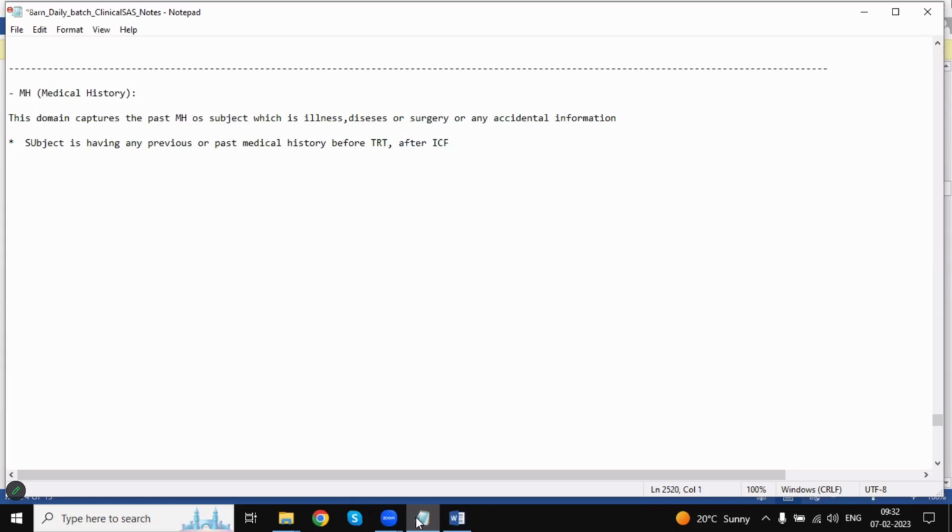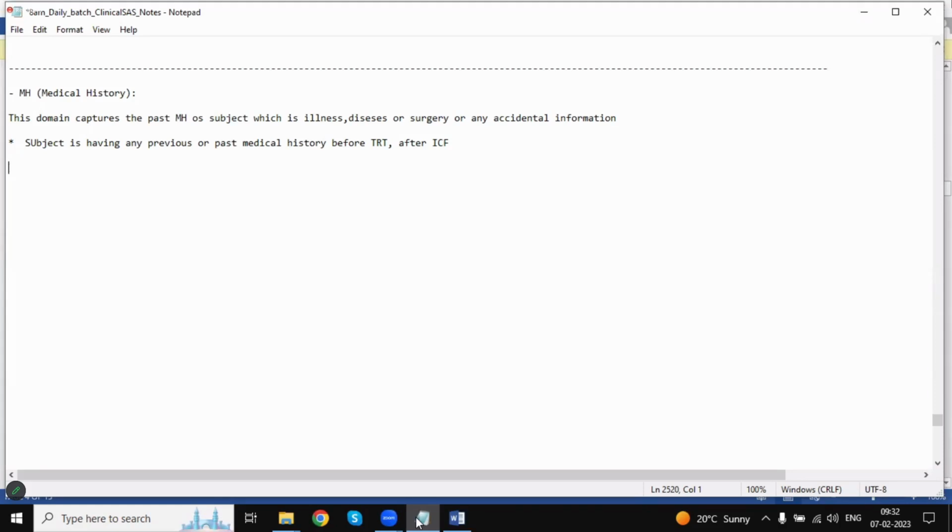After the treatment, if you got any medical problem, any illness, what is that going to be? Adverse event. After the treatment, if you got any illness or any disease, it's going to be your adverse event, correct? For adverse event, you'll take concomitant medication. Clear? So before the treatment, any problem that comes is going to medical history.